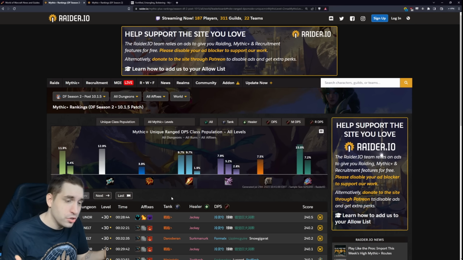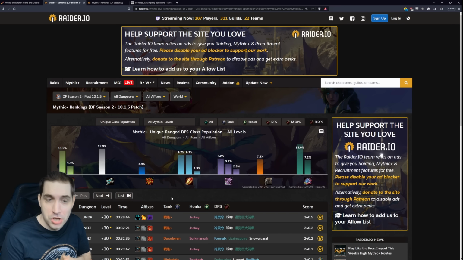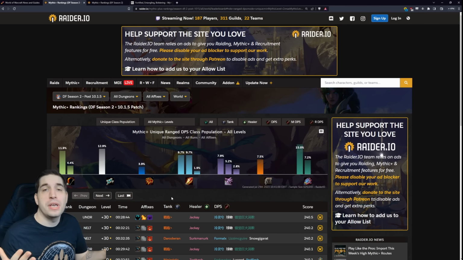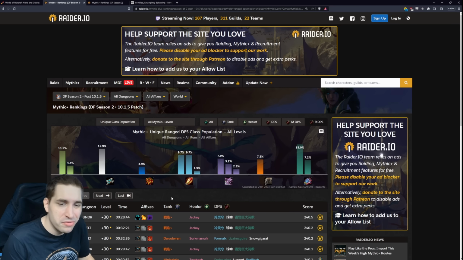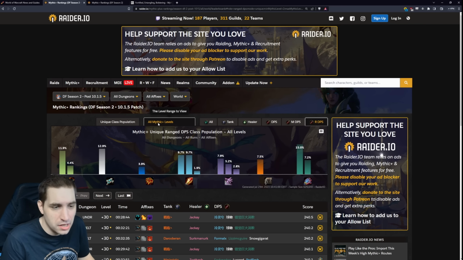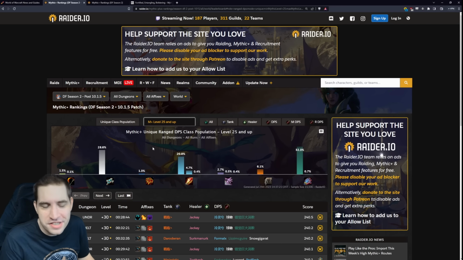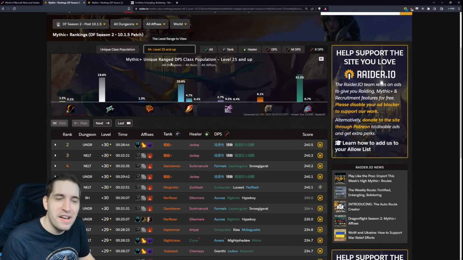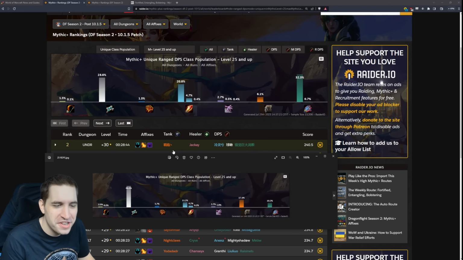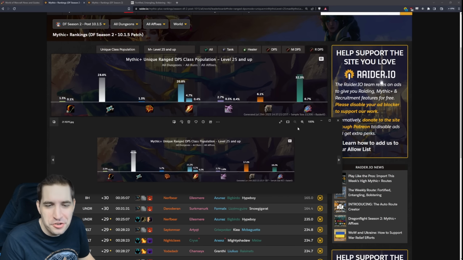As mentioned, we have gotten the several nerfs to all of the Exodia specs, and of course, nothing really changed. It is still just for fun. It's nice to compare the 25 plus level we have now to the 25 plus level of the ranged DPS before augmentation was even released.